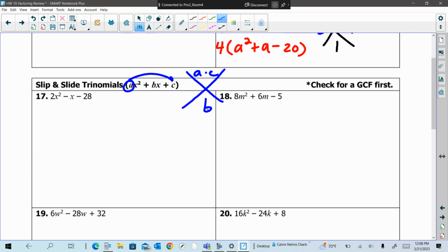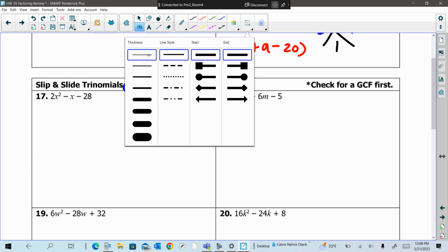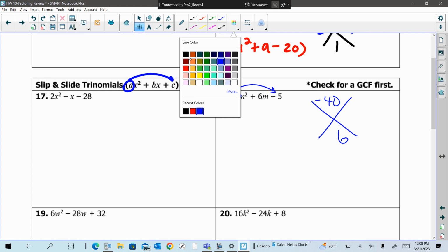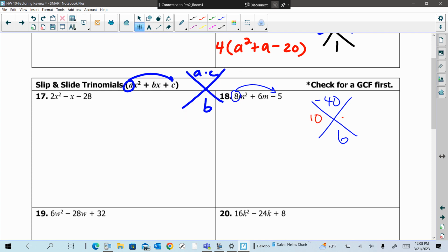So, for example, on 18, there's no GCF, but we have a coefficient 8. I'm going to do 8 times this negative 5, which is negative 40. So that's the top of my x. And then 6 is at the bottom. So I'm looking for factors of a negative 40 with the sum of 6. That would be a positive 10 and a negative 4. So I would have m plus 10 and m minus 4.